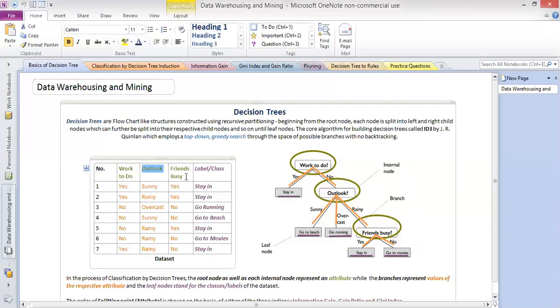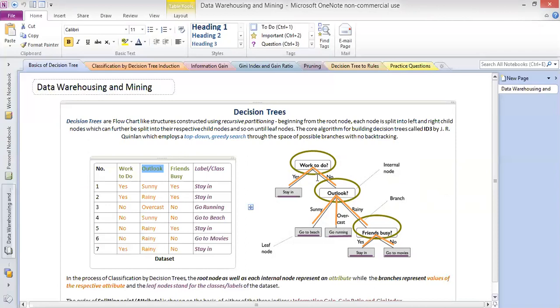On the right side, we've made a decision tree for the same data set. Like you can see in the data set, the attributes other than the label have been marked in green color. All that you see marked in green color in your decision tree on the right side are your attributes, which means the root, the foremost parent node in this decision tree, work to do, is actually an attribute. Outlook is an attribute, and friends busy is an attribute. What next do you see? Yes, sunny, rainy, overcast, no. All of these are values assigned to these attributes that you see marked in orange.